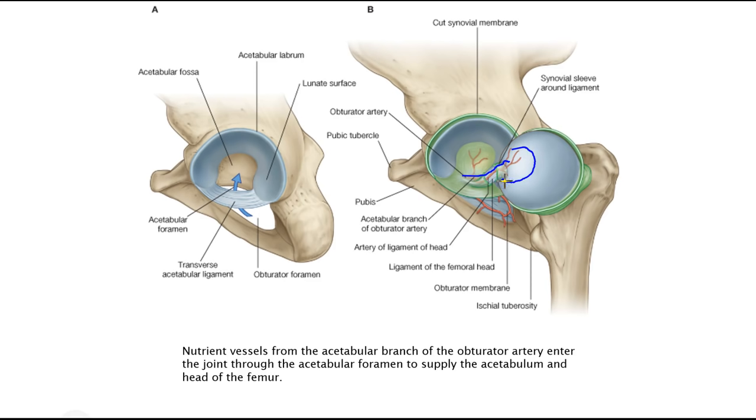The transverse acetabular ligament, seen here, bridges the acetabular notch and joins the two ends of the acetabular labrum. This ligament consequently forms the acetabular foramen through which the nutrient arteries, i.e. the foveal artery, and small nerves pass to supply the hip joint.